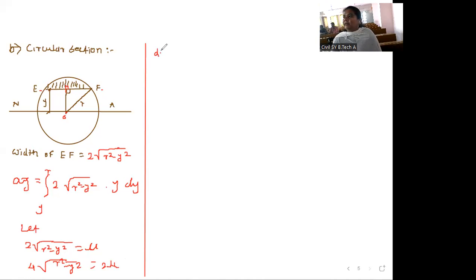Now we will take the derivative. So our equation gives minus 4 into 2y dy. We have to take the derivative for this. So 2 square root of r square minus y square is u, and here we write 2u. The derivative of this r square minus y square in terms of y is minus 4 into 2y dy, which is equal to 2u du.